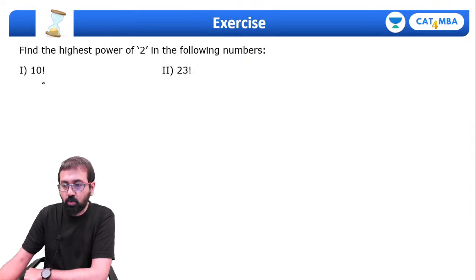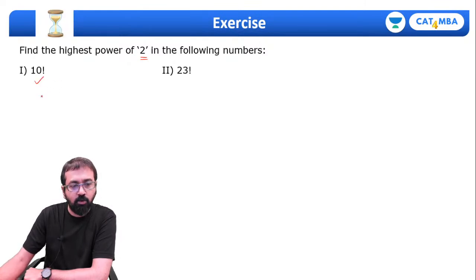Can you find out the power of 2 in this 10 factorial? We have already solved this question, right? The power of 2 in 10 factorial is, of course, 8. So we will just write down 8 over here.